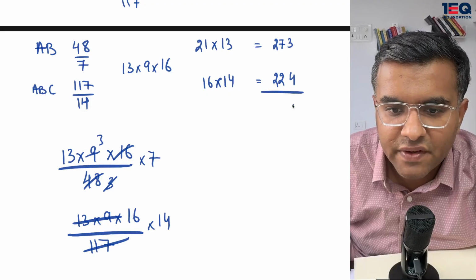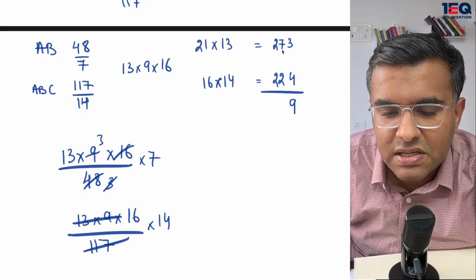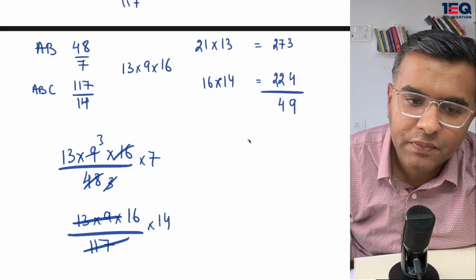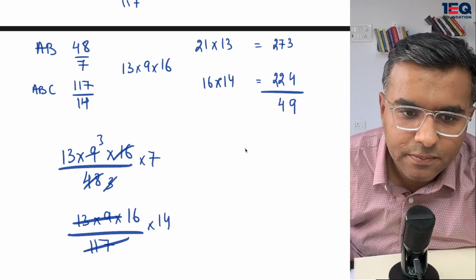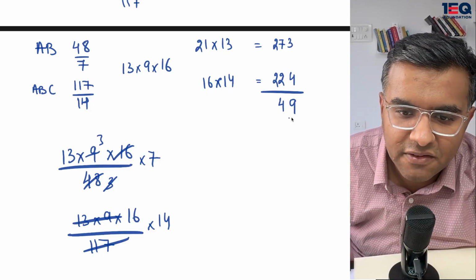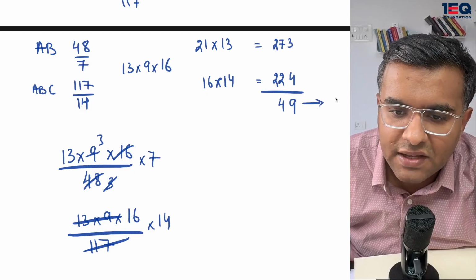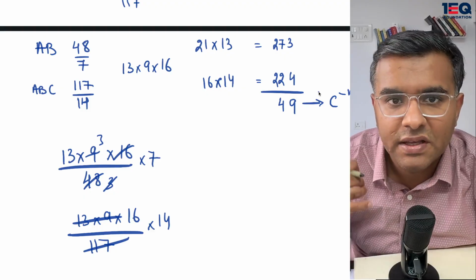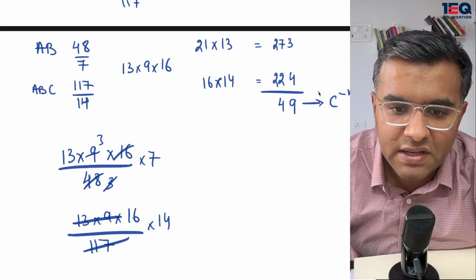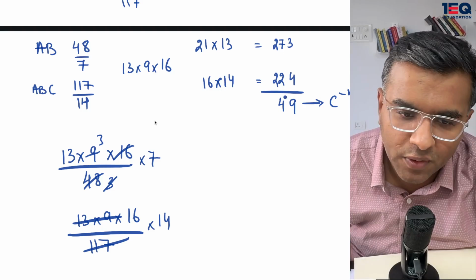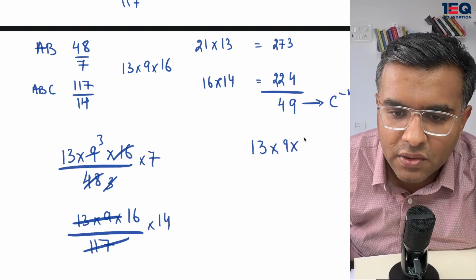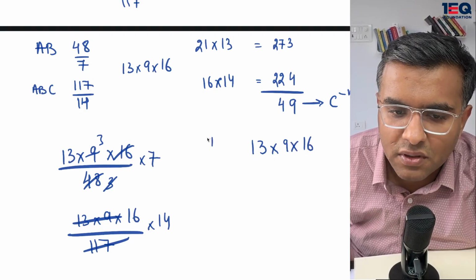So there is a difference of efficiencies. That means this would come out to be 6, and this would come out to be 49. This means that 49 which has come out is C's negative contribution, because it is pouring things out. Now again, the total work is 13 into 9 into 16. This is the total work.